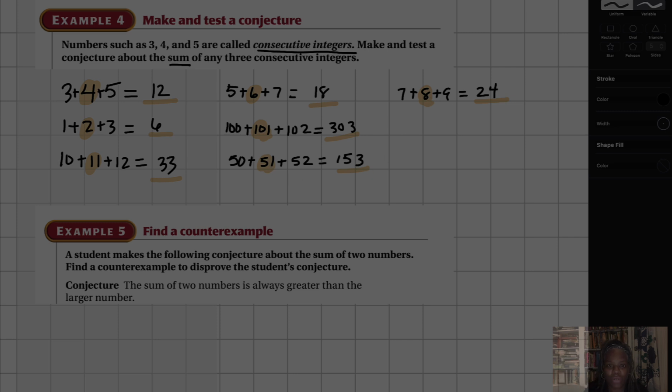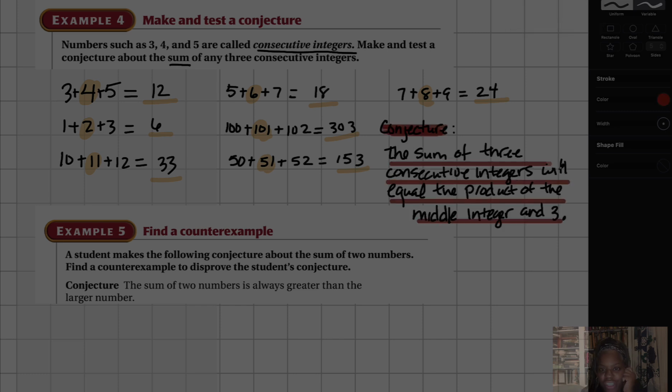So my conjecture is when you take the sum of any 3 consecutive integers, the middle integer times 3 will be the sum. So here's our conjecture written out. The sum of three consecutive integers will equal the product. That's the answer you get when you multiply. The product of the middle integer and 3.